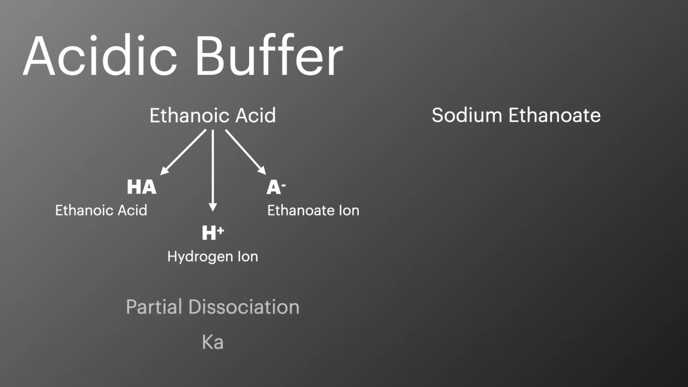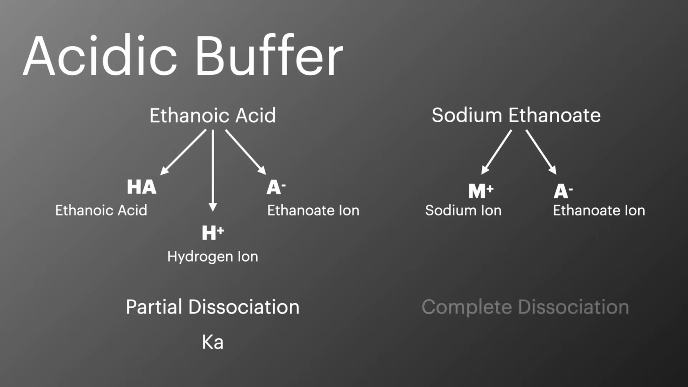Because this is a partial dissociation, there's some original HA molecules present, and we can use the Ka value to determine the ratio. Sodium ethanoate splits apart in solution to form sodium ions and ethanoate ions. This is a complete dissociation.